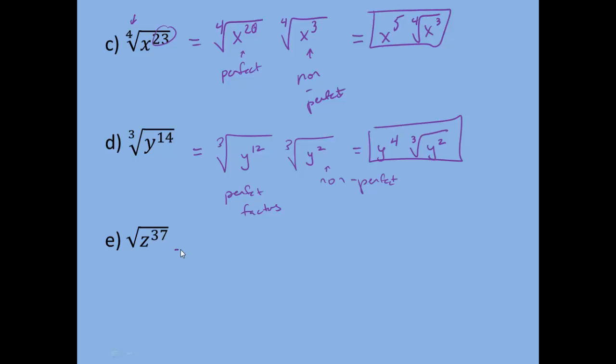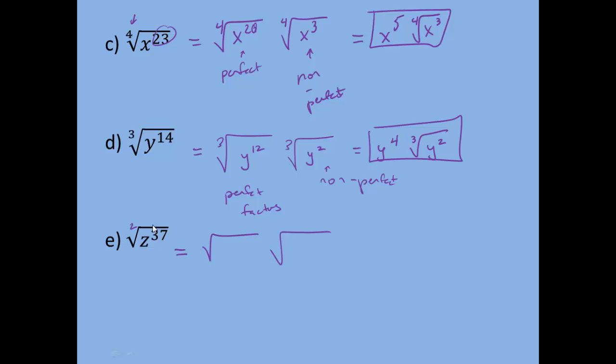Alright, and for the next one, we got the square root of z to the 37th power. Remember, the index on this is really 2, even though you don't see it for square root. 37 isn't divisible by 2, right? It doesn't divide evenly. So we want to set up two square roots, alright? And this is square root because we didn't see a number here, so these are each square roots.